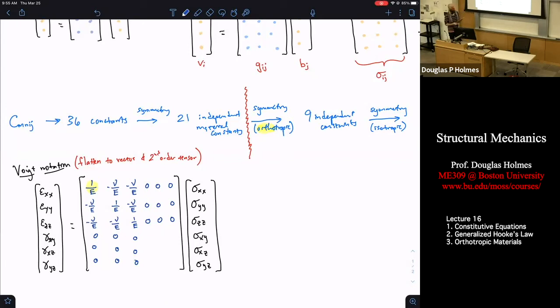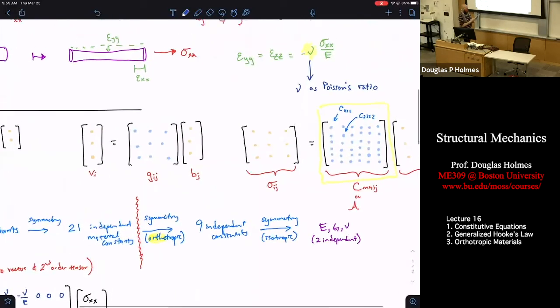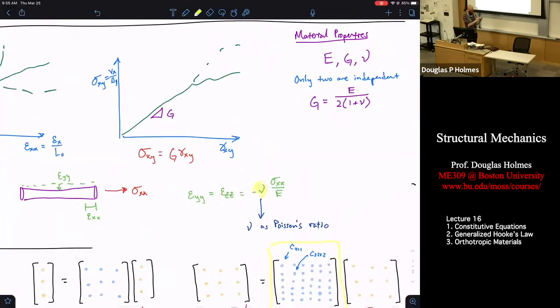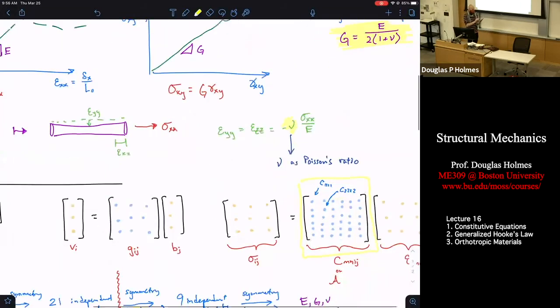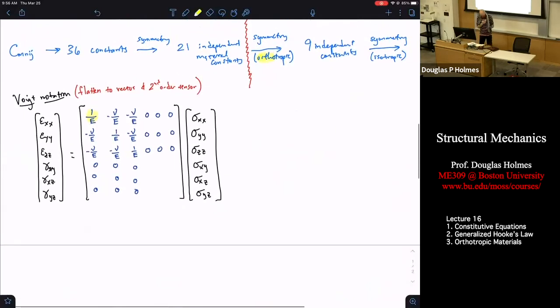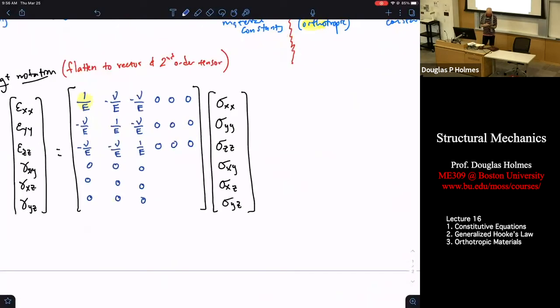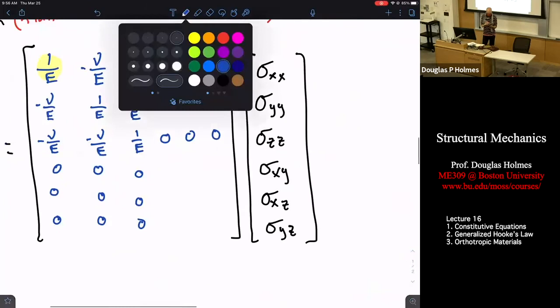Here's the part where you would say, wait a minute. Shear strains are related to shear stresses by G. You said I only need two material properties to fill this thing out. Well, we can remember that we have this relation up here. So you can choose to either fill this thing out with two material constants or three. But if we choose three, then we're going to get, let's see how small I can write.